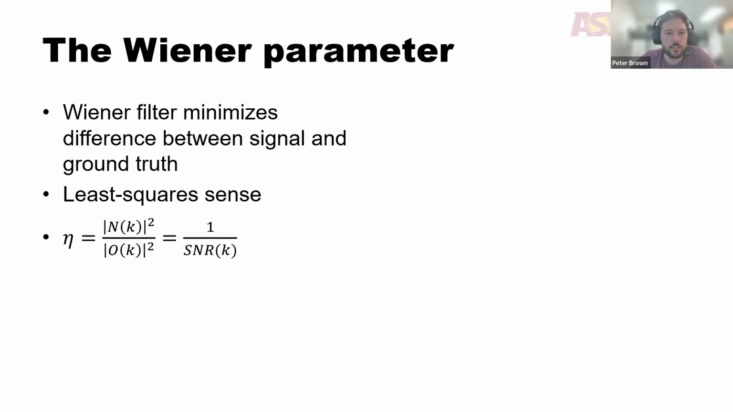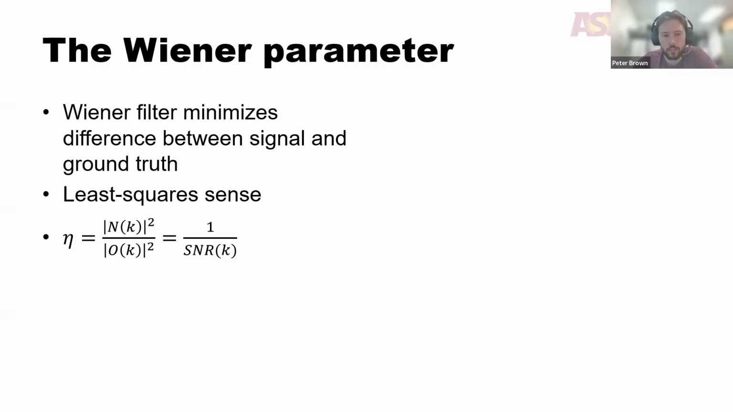Next, we'll discuss how to set the Wiener parameter for your reconstruction. We discussed briefly some intuition about why the Wiener filter works previously, but there's also a more mathematical reason, which is you could prove that the Wiener filter is the linear filter that minimizes the difference between your reconstructed signal and the ground truth value in the least square sense. However, when you do this, you find a particular value for your Wiener parameter, which is 1 over the signal to noise ratio.